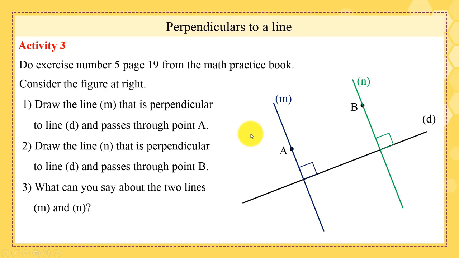Number 3. What can you say about the two lines N and M? Lines M and N are parallel. Excellent. Why are they parallel? How do you notice that? From what we have drawn, line N is perpendicular to line D. Line M is also perpendicular to the same straight line D. Since both lines M and N are perpendicular to the same line D, they are parallel to each other.